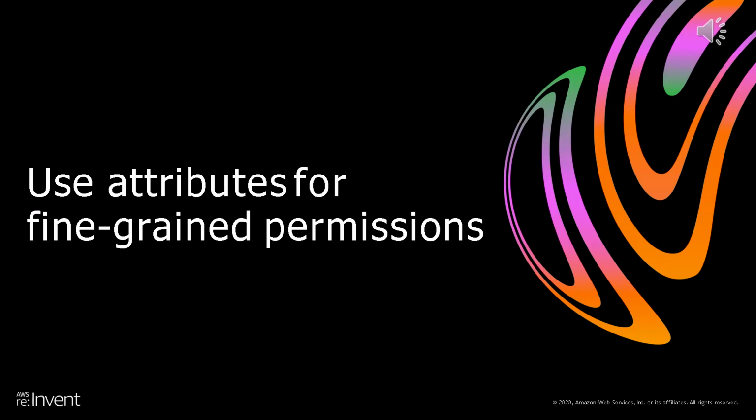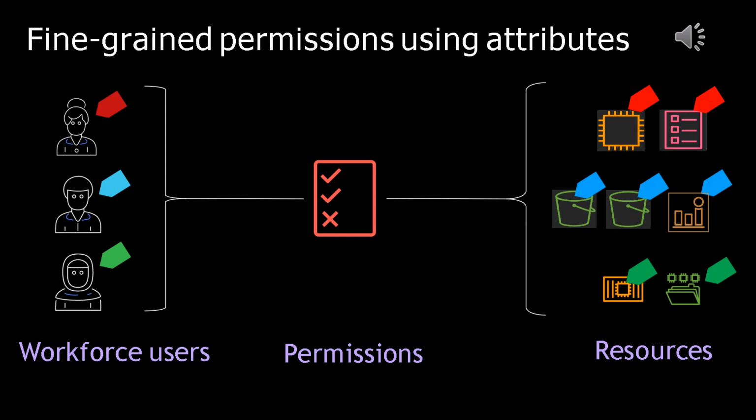Now let's take a look into using attributes for fine-grained permissions to help make things more intuitive and to also facilitate scaling. In this example, we have a set of users that are tagged with certain attributes. And then we have our resources on the other side tagged in the same manner. And then we have a policy in the middle that basically looks to see if the tags match, and if they do, it will grant those permissions.